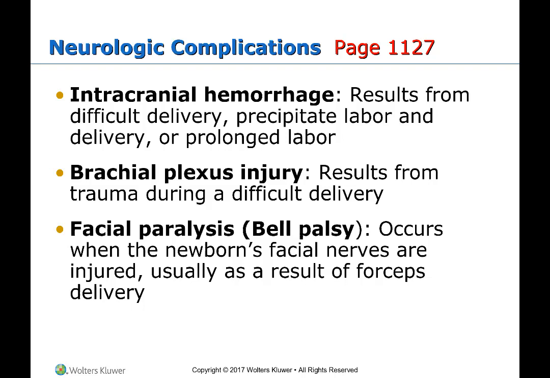Next one we have brachial plexus injury. And it says this one also results from trauma during a difficult delivery. So the one that your book tells you as an example is shoulder dystocia. So we learned about that. Of course, a baby can't be delivered if it is a shoulder presentation, but the shoulders do have to come out, one and then the other. So this also can cause problems.